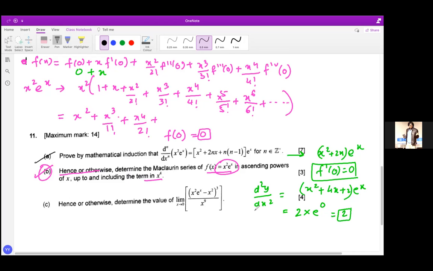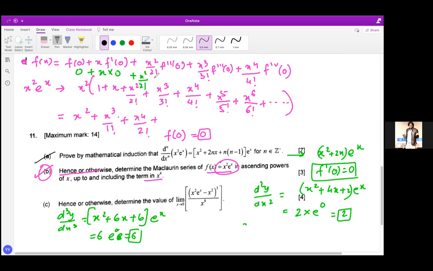Third derivative will be, let's say, if I find out the third derivative, now plug in n as 3 here. So d cube y over dx cube is equal to x squared plus 6x plus, here you plug n as 3, so 3 times 2, which is 6, times e to the power x. Now you plug in x as 0 here, you get 6 e to the power 0, so you get the answer as 6.